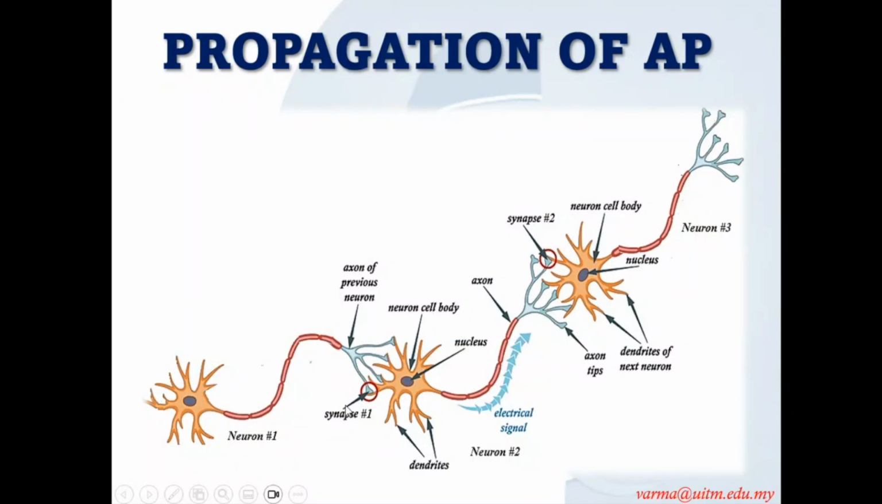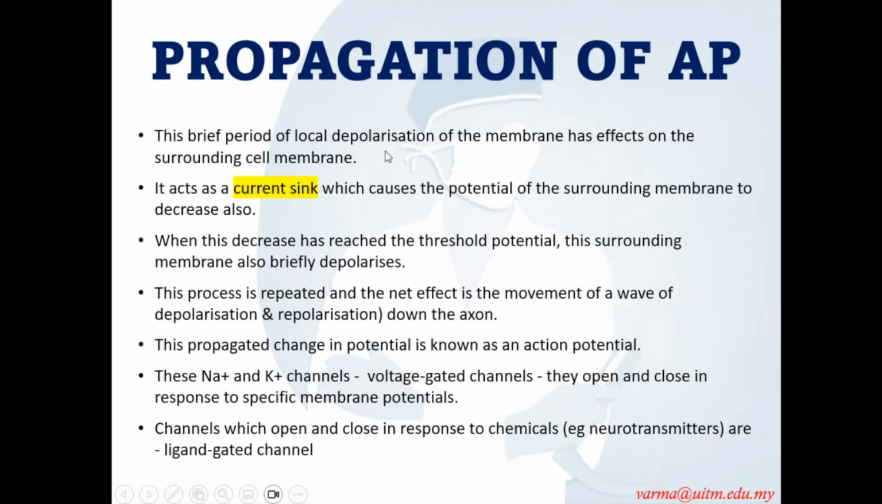Propagation of the action potential via synapse and your axons. So what happens? The brief period of local depolarization of the membrane has effects on the surrounding cell membrane. The depolarization phase 1 also causes effects on the surrounding cell membrane. It acts as a current sink. This is the keyword, which causes the potential of the surrounding membrane to decrease also.